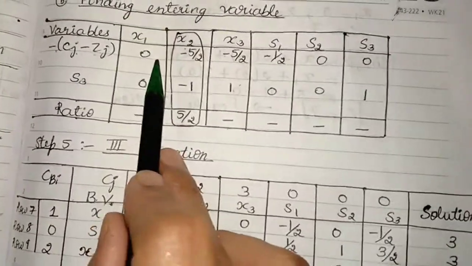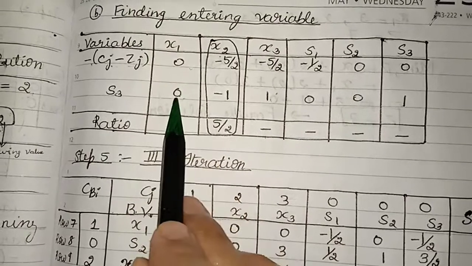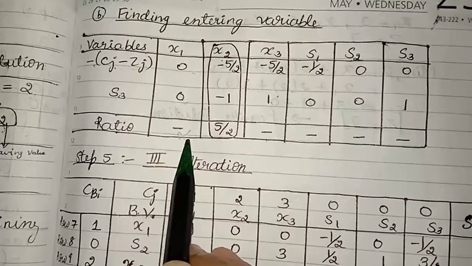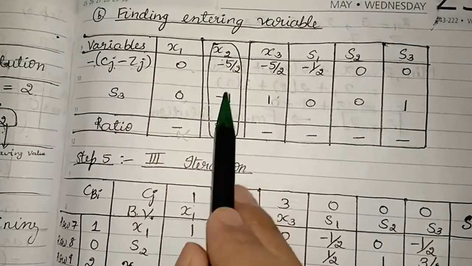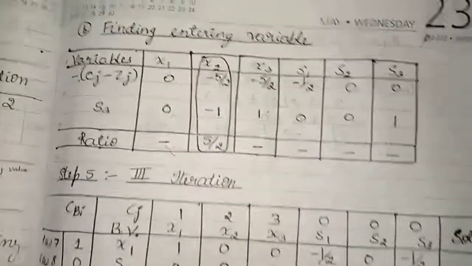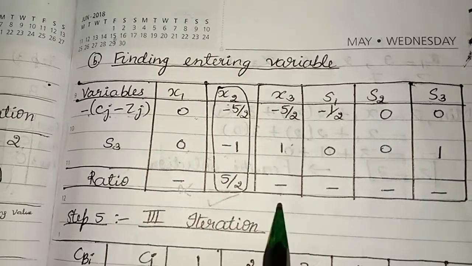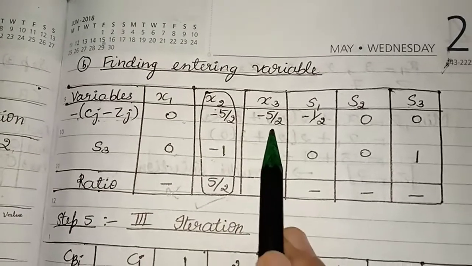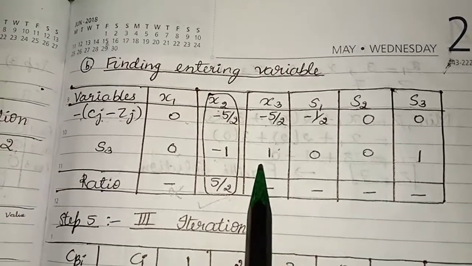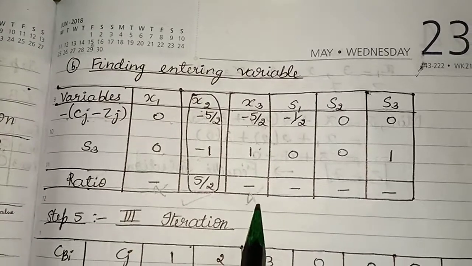Now again, you have to find the ratio. 0 divided by 0, so the denominator is 0, so you just neglect the value. Next, -5 by 2 divided by -1. Here the condition is correct. There is a negative number in the denominator, so you can consider it. But here if you see -5 by 2 divided by 1, again it is a positive value in the denominator, so you just neglect it.